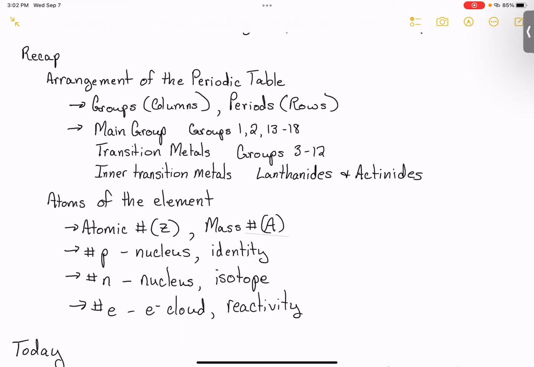And then finally, we talked about the electrons. The electrons are found in the electron cloud surrounding the nucleus of the atom, and the electrons are responsible for an element's reactivity.